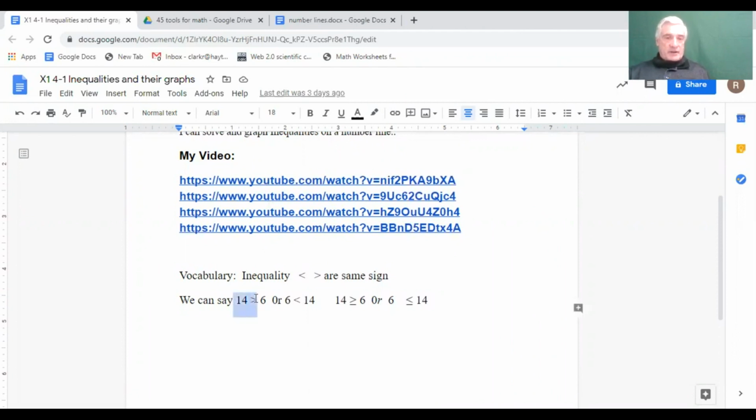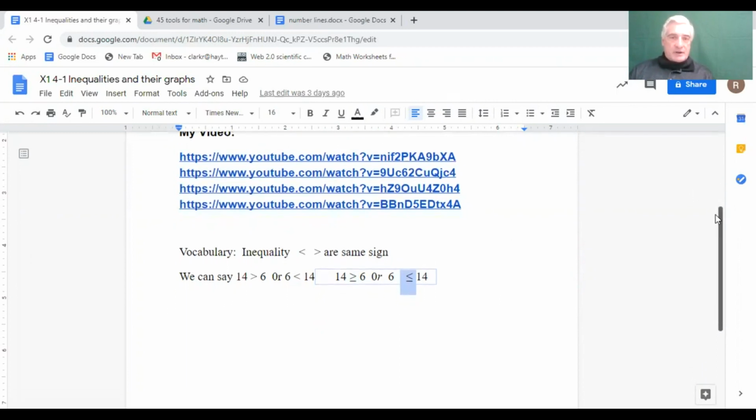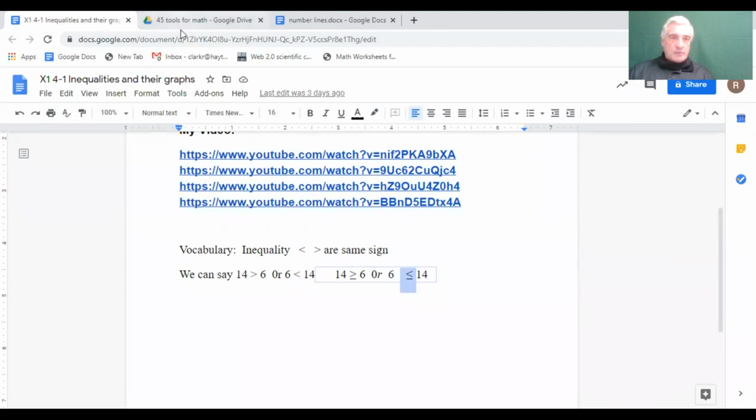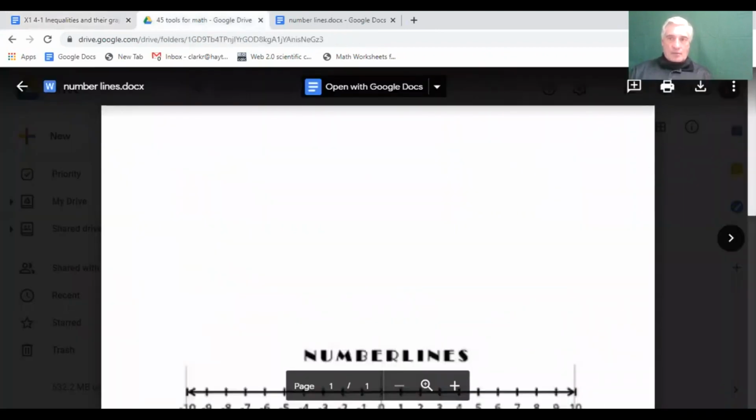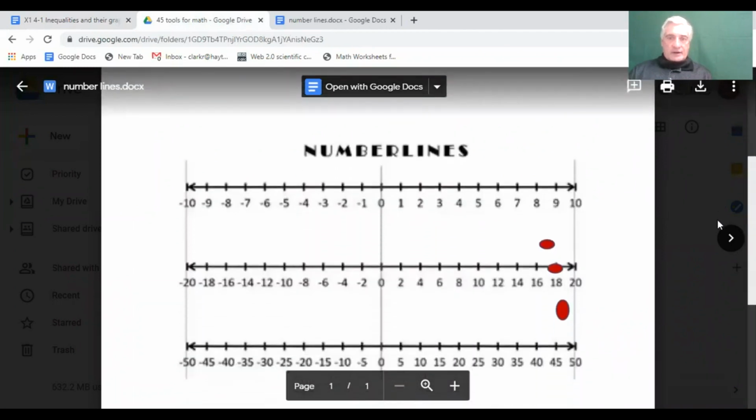Here we say 14 is greater than 6, or 6 is less than 14. In both cases, the acute angle needs to point toward the 6. The Pac-Man mouth needs to point toward the 14. Here we have 14 is greater than or equal to 6. And here we have 6 is less than or equal to 14. It's the same sign, we flip it both ways. Let's actually see what I can graph here.